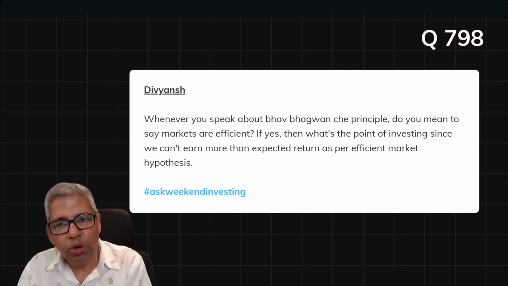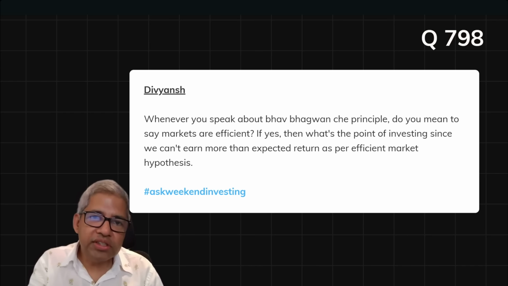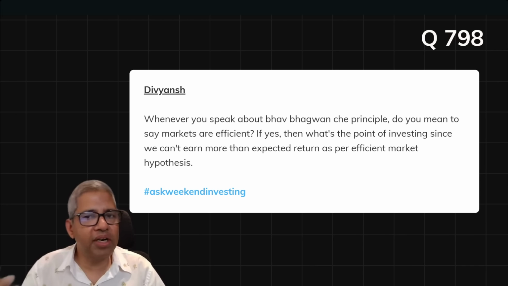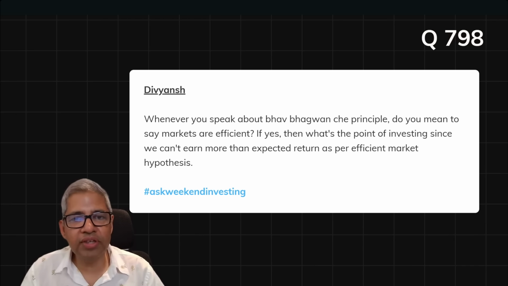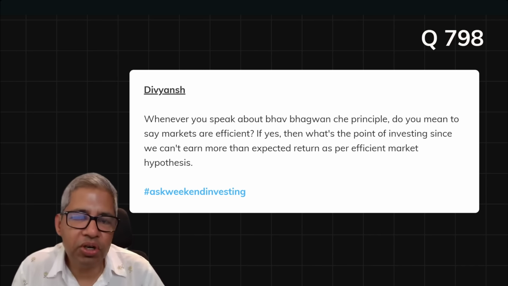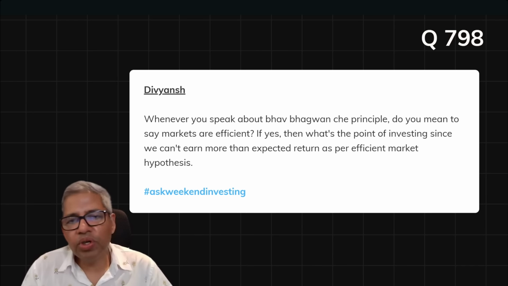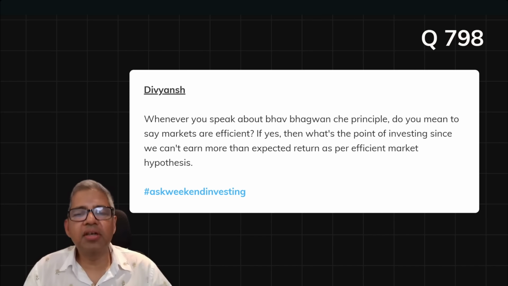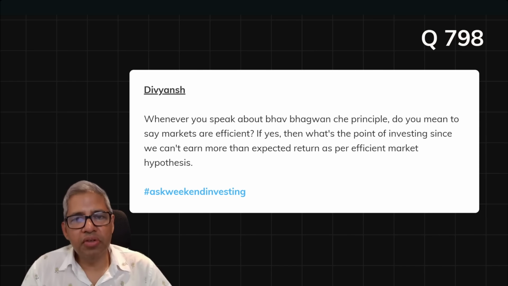When I say Bhav Bhagwanche principle, you are seeing with your own eyes so many times stocks running up ahead of news, stocks running down before bad news. You're seeing a lot of that by your own eyes. So you can't dismiss that. But yes, will it happen every time? No, maybe not. So from that point of view, markets remain inefficient, but there are times where those principles work very well.